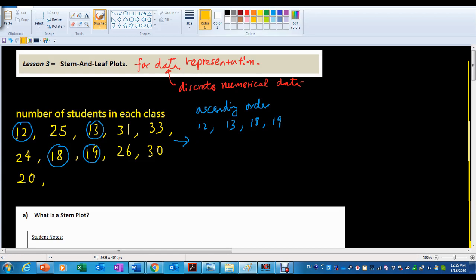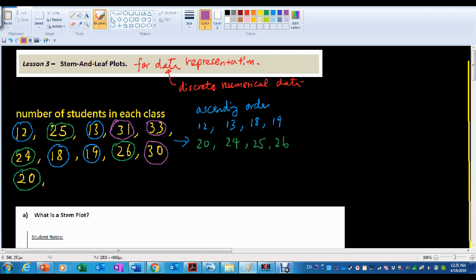So this one, the 20s, got 24, 25, and 26. And the rest of them are 30s, so you got 30, 31, 33. When you look at it after we group them into ascending order, they look more systematic, so it's easier for us to read.